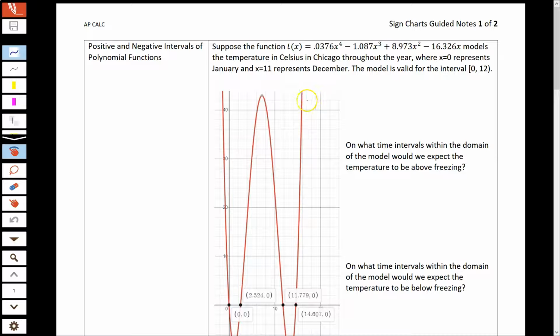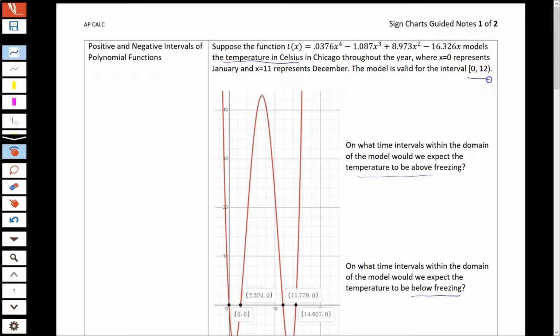So I want to return one more time to this model of the temperature in Chicago that we saw in a previous lesson. One thing we might be interested in with a model like this is intervals, so times when the temperature is above freezing or below freezing, right? Whether it's cold or not, essentially. So I've given you the same graph of this function, so you don't have to find these zeros in your calculator. I gave them to you down here.